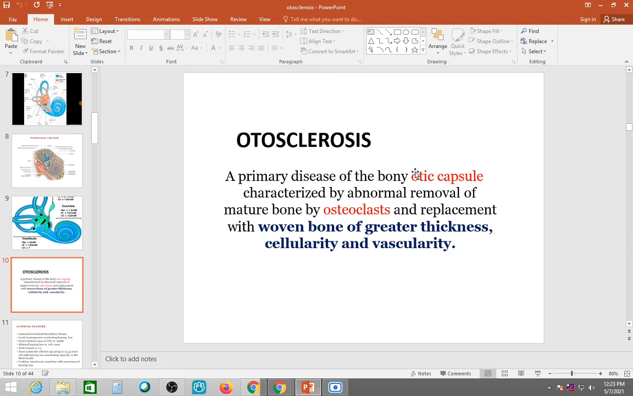But in the otosclerosis condition, there is an abnormal replacement. What is replaced? Even bone of greater thickness, cellularity and vascularity. Abnormal growth is replacing it. That means this is a hereditary, inherent disease with progressive abnormal tissue growth replacing the normal osteoclast process. Understood? Yes or no? Yes, ma'am.